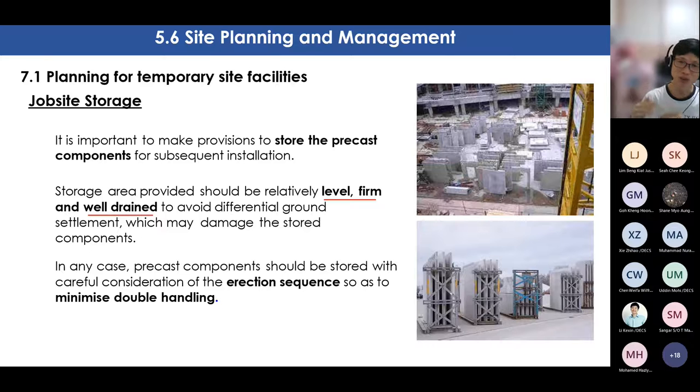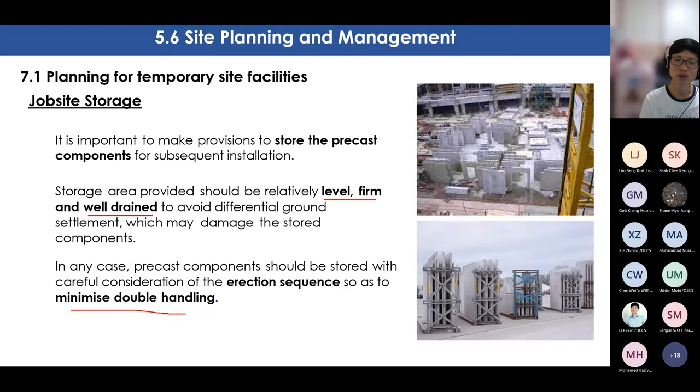Once you put it there, because when you deliver, it's also in sequence. You have to put it in such a way that it ties up with the installation sequence. Otherwise, the one you want to install first is at the bottom, and you have to rearrange again. That will affect the production. So minimize the double handling.